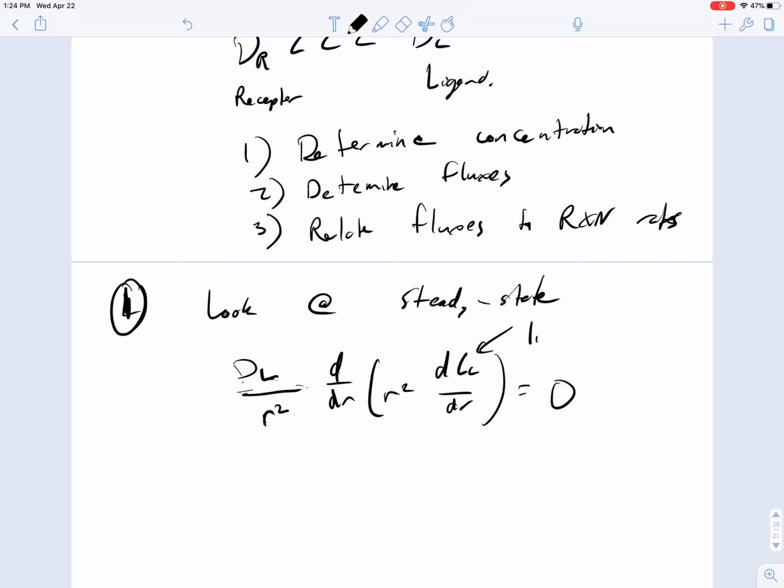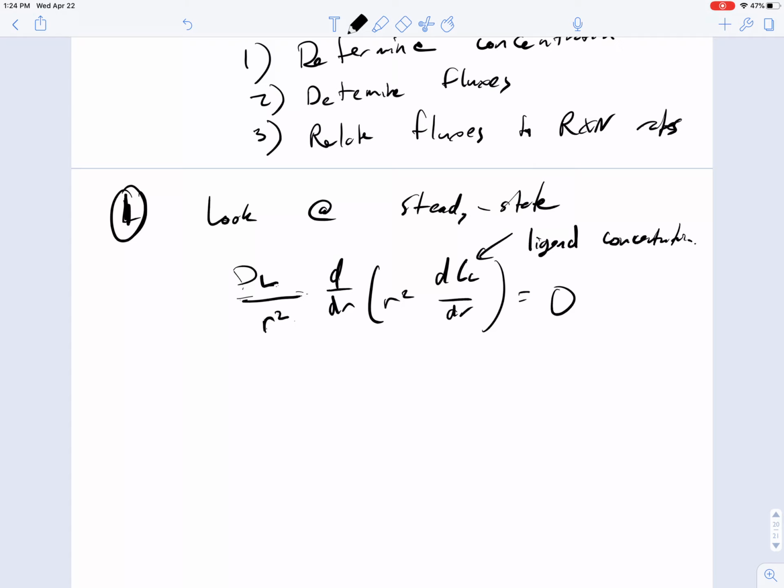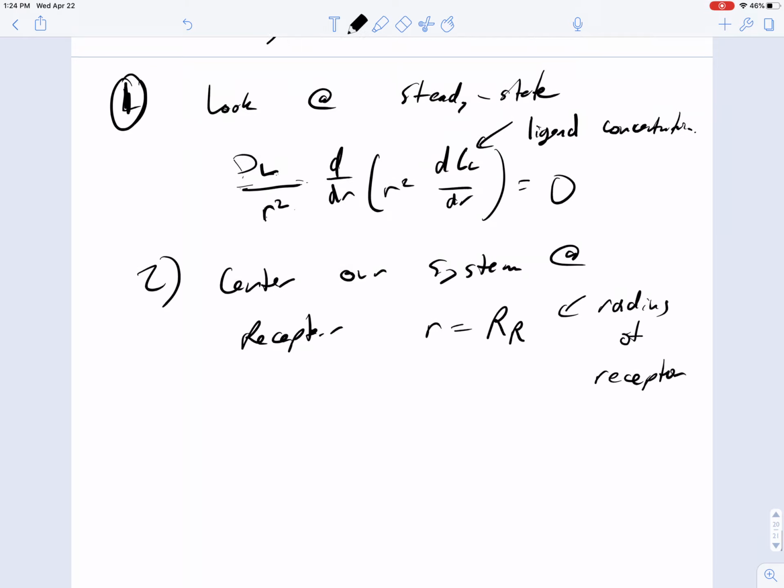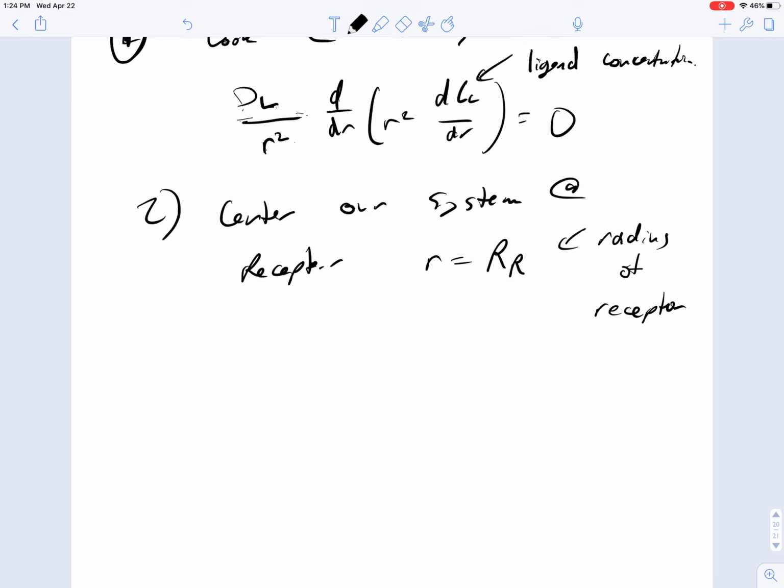This is ligand concentration. And we're going to center our system at the receptor, and the receptor has radius r equals R_R. This is the radius of the receptor. This is a spring term, but if it was a fall term, it'd be great to align this lecture with International Talk Like a Pirate Day because of all the instances of r's.